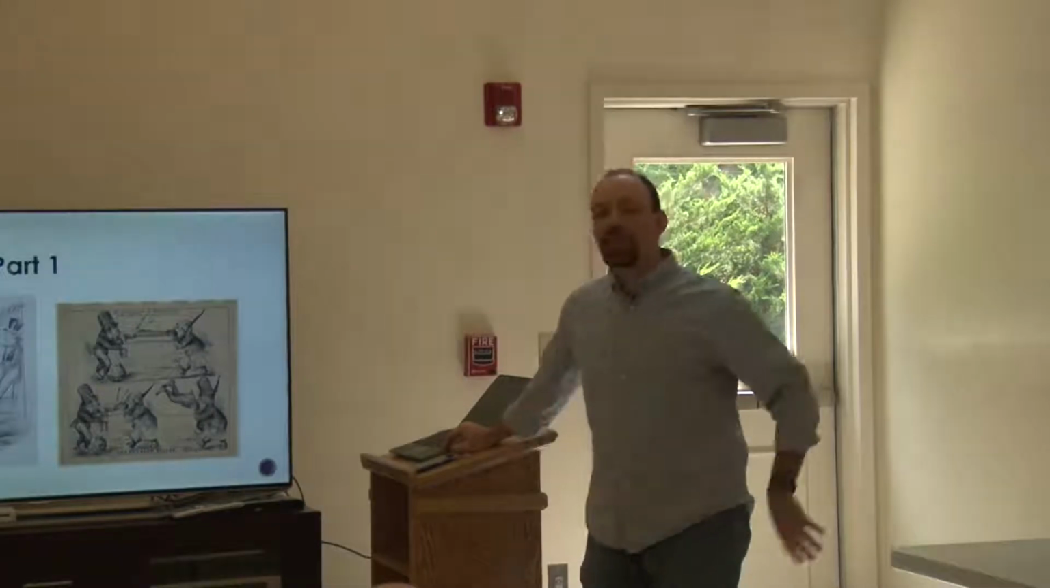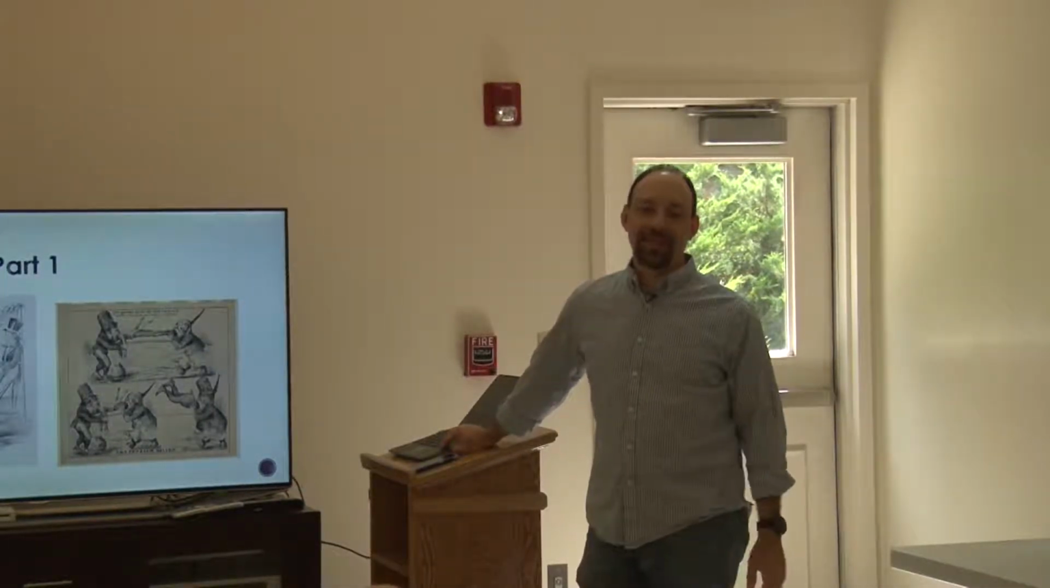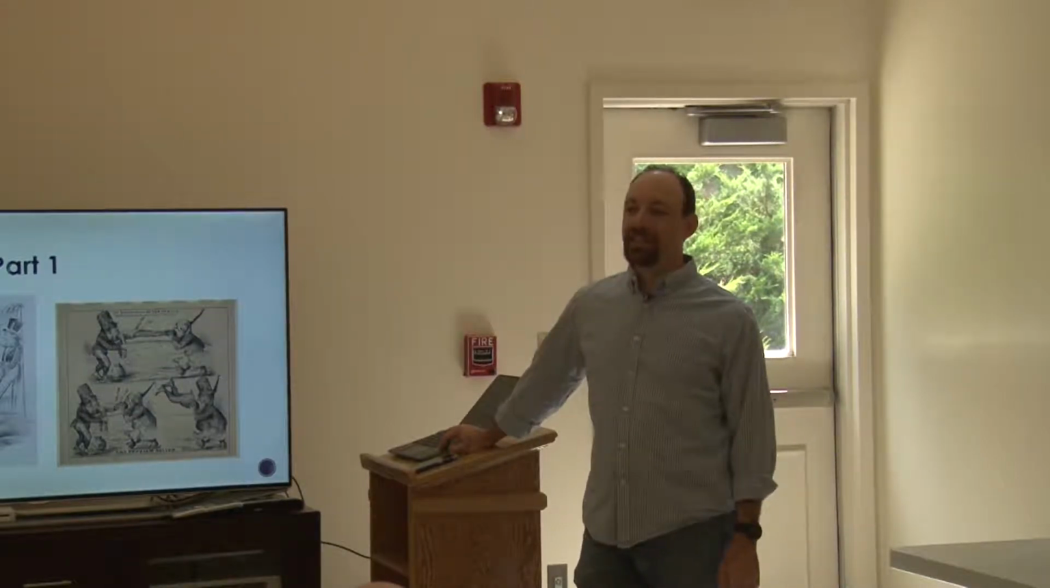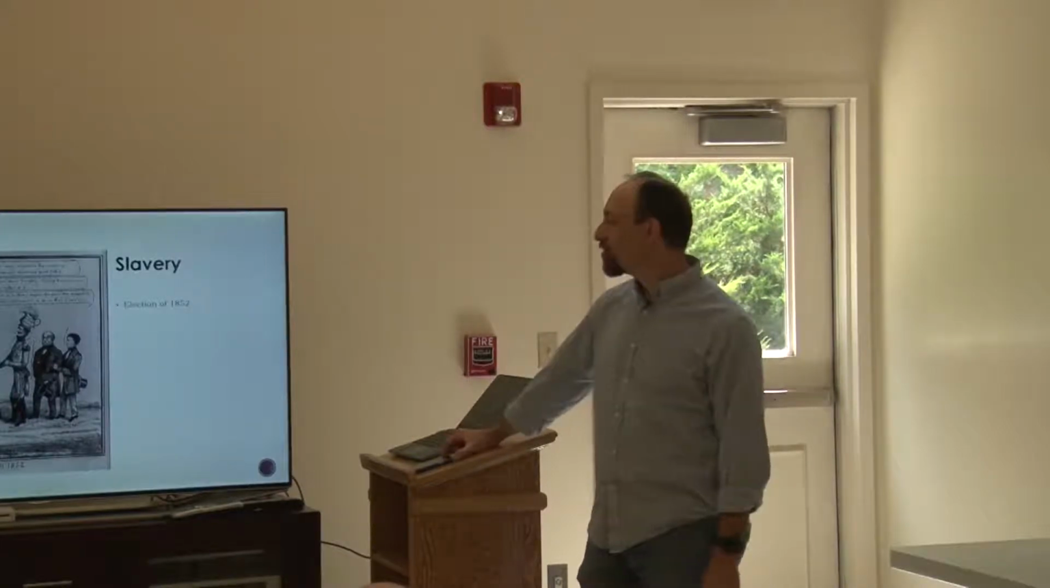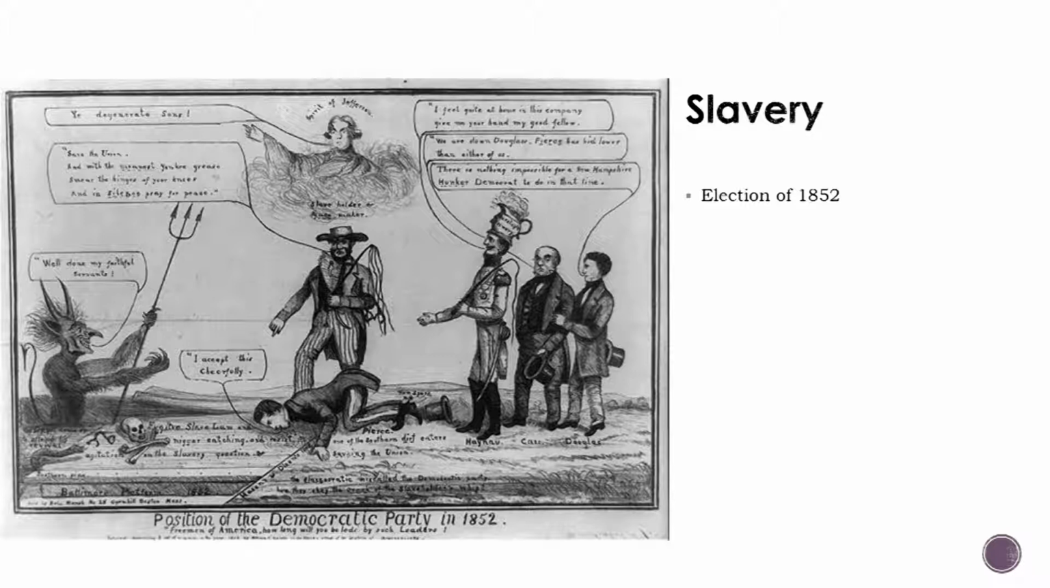So you have this issue of immigration. What was the other big social, political issue in the United States in the 1840s and 1850s? Slavery. The issue of slavery. Now this cartoon depicts the Democratic Party platform in the election of 1852. What's going on there? That's one of those cartoons that needs a little bit of deciphering, right? Need to identify some individuals.